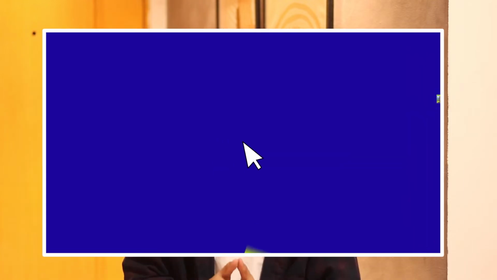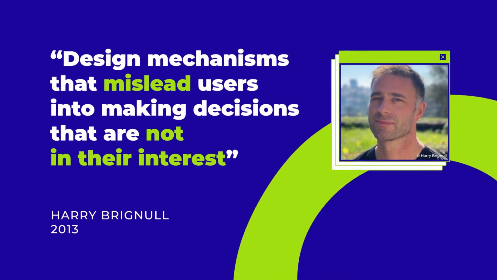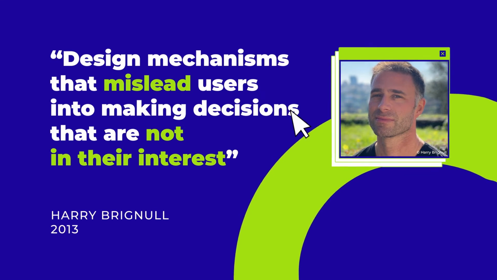Dark patterns is a term used in UX design coined by Harry Bignall in 2013. It describes design mechanisms that mislead users into making decisions that primarily are not in their immediate interest. Or in other terms, these are subtle manipulation techniques that make users do things according to the designer's or marketer's favor.